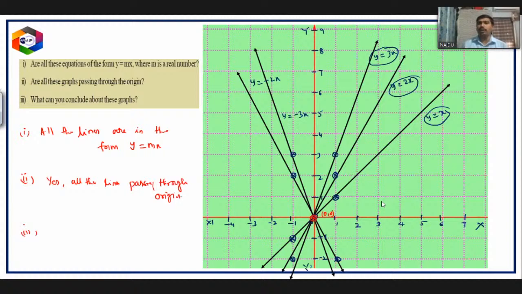Now the next one, the third question: what can you conclude about the graphs? What point can you conclude finally? Yes, we have discussed. All the lines are passing through the origin, and if m is greater than 0, children, observe carefully.